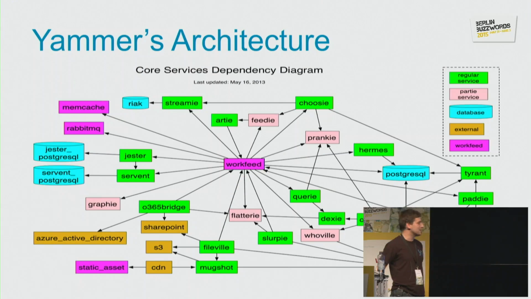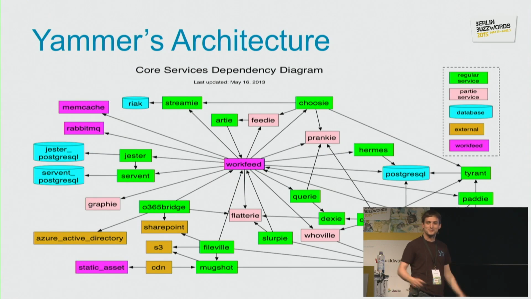So this is a quite outdated diagram of service dependencies in Yammer, but that's the best I could find. As you can see in the center, there's this purple box called work feed. That's our Ruby on Rails mono app. It's a bit of a legacy. And the green things around it are Dropwizard Java-based services.